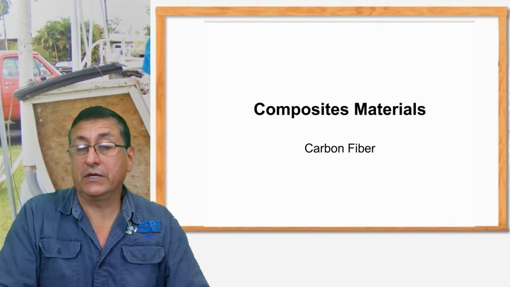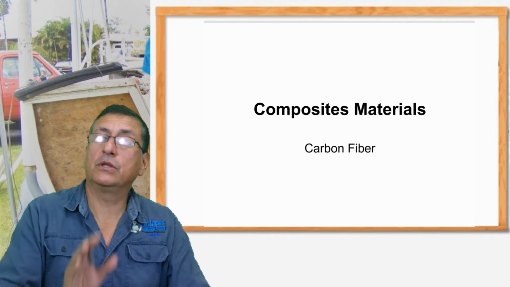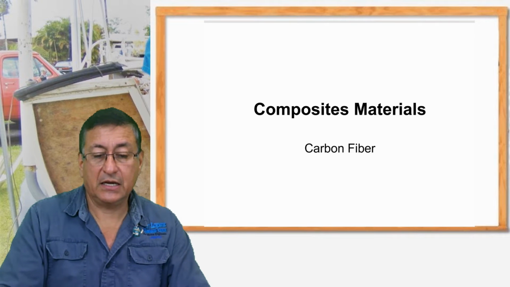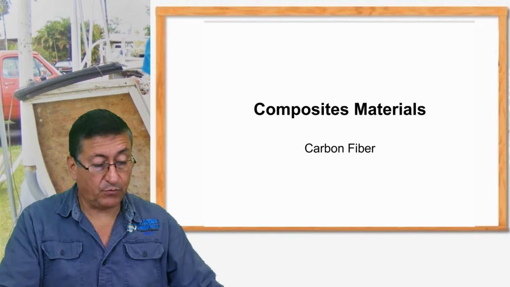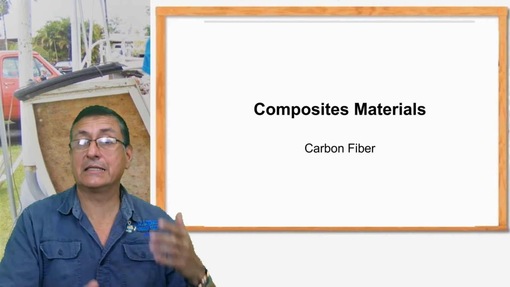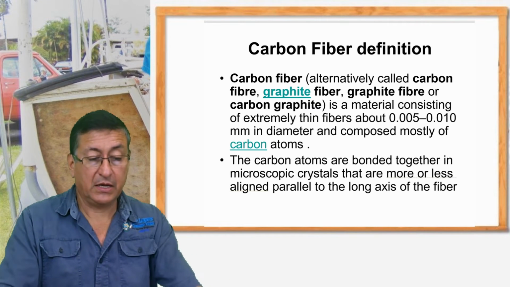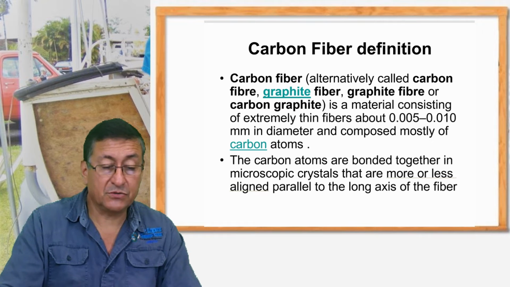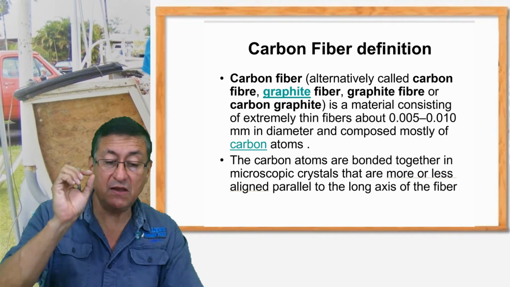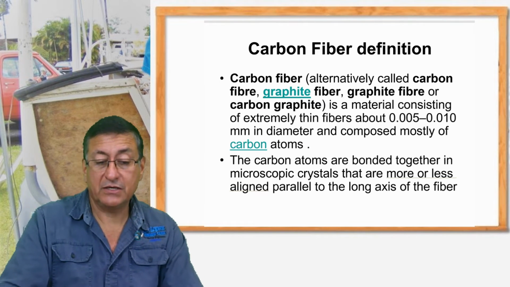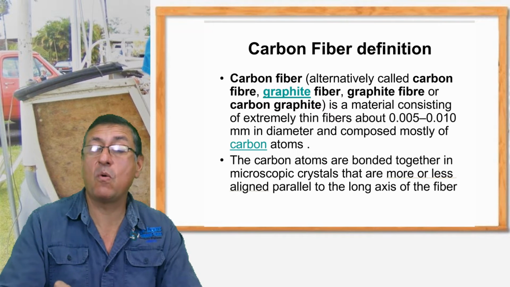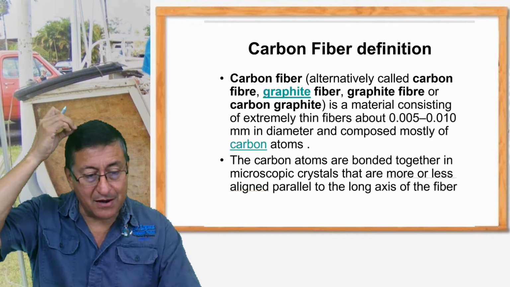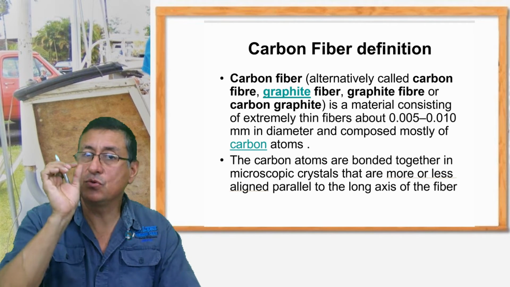And now we are going to start with carbon fiber, and we are going to analyze the comparison between fibers of glass and fibers of carbon. We are going to check what is the meaning of carbon fiber. Carbon fiber, or graphite fiber, is a material consisting of extremely thin fibers between 0.005 and 0.01 millimeters. It's practically a hair. It's too thin.